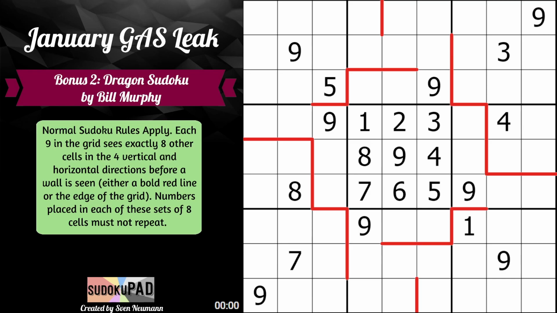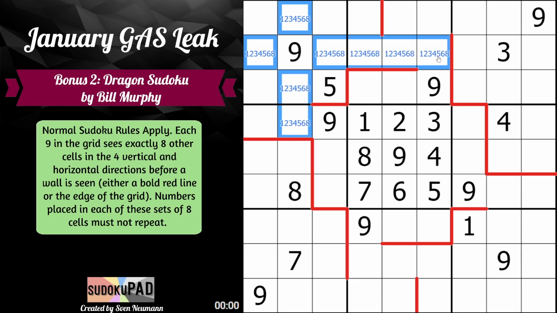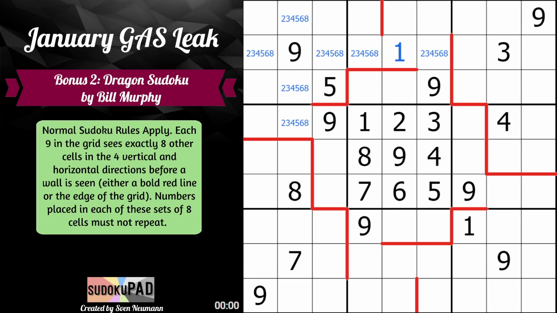All right, so what are we actually dealing with here? If we take this 9 as an example and we look in the 4 horizontal and vertical directions, that means to the left, right, up, and down from the digit, then we can see we have 1, 2, 3, 4, 5, 6, 7, 8. These 8 digits must be the digits 1 through 8. And this is a set of the digits 1 to 8, which means if we were to place 1 here, then the rest of these could no longer be 1. So we will see how that plays out.